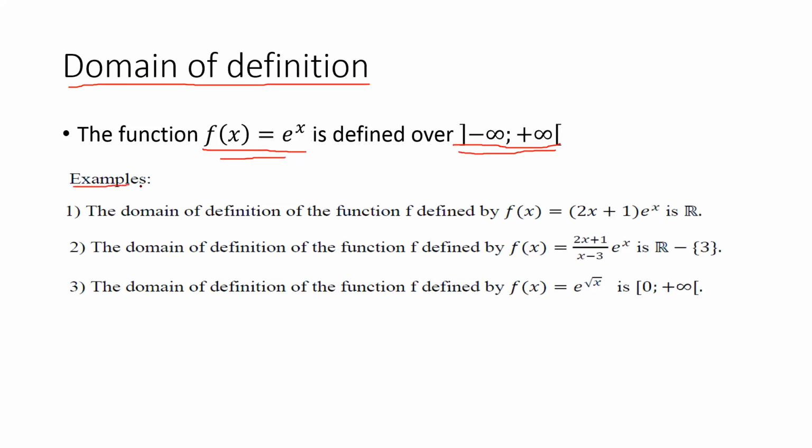Examples. Example one. If we are going to determine the domain of definition of this function, you notice that this function is a product of a polynomial, which is 2x plus 1, times exponential. The exponential function is always defined, and the polynomial is always defined. So the domain of definition is the set of real numbers, or minus infinity, plus infinity.